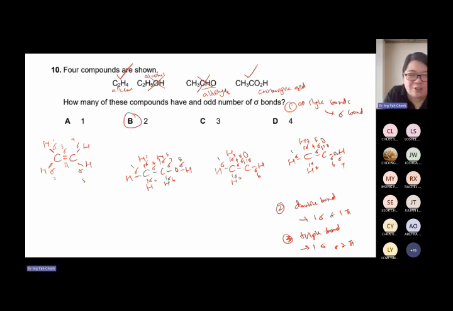So yeah, for this question you have to draw all the structures of the compounds, because you need to know where the sigma single bonds and double bonds are. Some of them might contain triple bonds. Be careful, because nitrile is also one of the functional groups in AS syllabus. So nitrile, C triple bond N, right? The triple bond has a sigma bond and 2 pi bonds. They can change this question anytime to how many have an odd number of pi bonds, right?